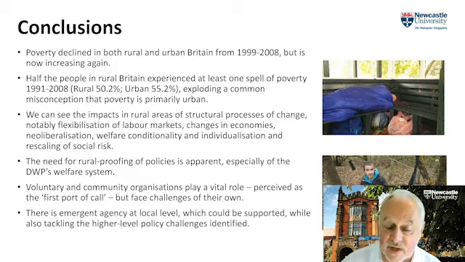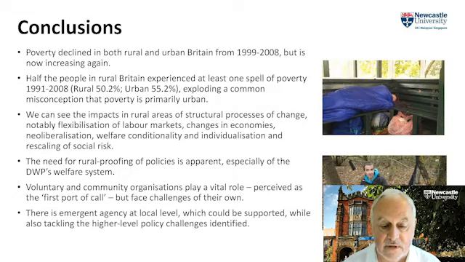Voluntary and community organisations play a vital role, as I've said. They're perceived by everybody as the first port of call, but they face challenges of their own in terms of resourcing and volunteer numbers. But to finish on an optimistic note, there is emergent agency at local level. There are people who want to do things and are doing things together, providing food parcels, organising to try and create new jobs which are more secure. And this could be supported better by government. The Scottish government are probably supporting it better than the English government.